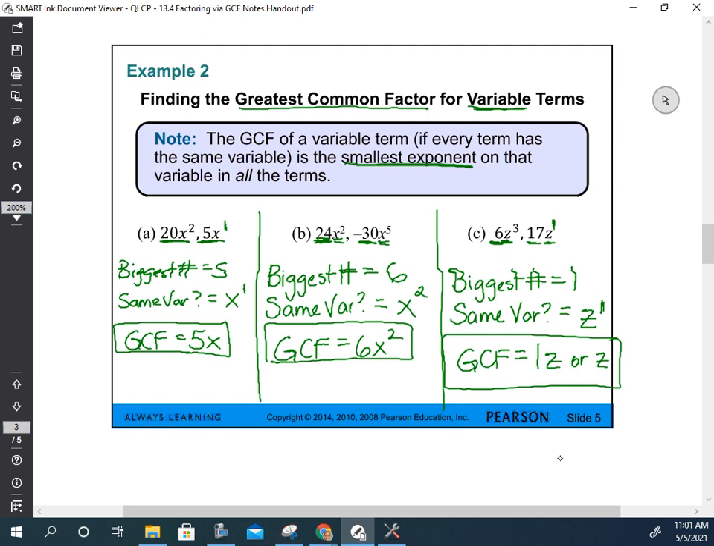So it's the variable if they share it. If they have the same variable, you take the variable out, and then you take the smallest exponent out. So in part A, the smallest exponent was the number 1. In part B, the smallest exponent was the number 2. In part C, the smallest exponent was the number 1. So if they have the same variable, now that's important. They all have to have the same variable. So if one thing doesn't have it, then you can't take out the variable. But if it does have the same variable, you take it out, and you take out the smallest exponent.